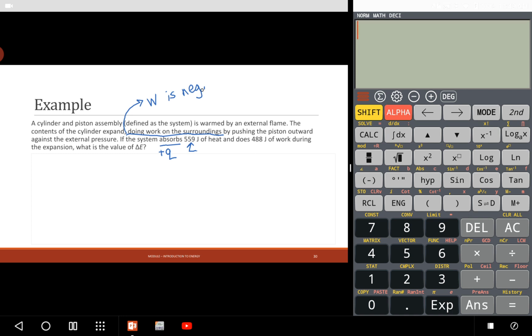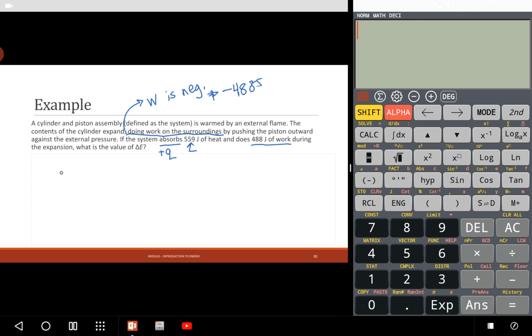So since we are doing work, that's going to be negative 488 joules. What is the value of delta E?